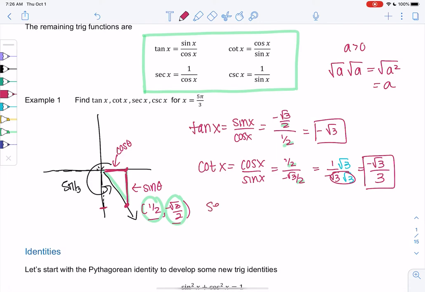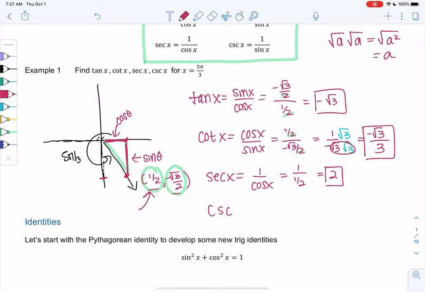All right, and then secant is 1/cosine. Again, cosine is left, right, so that's the 1/2. So 1/(1/2) would be 2, right? It would be the reciprocal. And then cosecant x is 1/sine. And they follow all the same signs. So since sine is negative, cosecant is negative. So 1/(-√3/2), which is a reciprocal. So we get -2/√3. And we can go ahead and rationalize one more time. That's a good skill for this section. So we get -2√3, and then √3 times √3 becomes 3. So that would be cosecant.